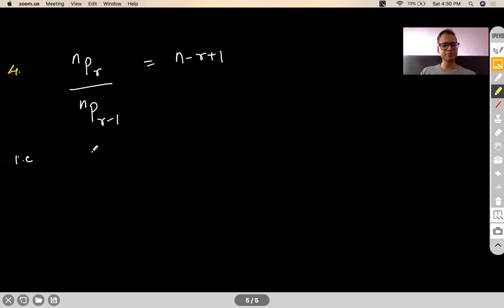All right. Next is the fourth property. nPr by nPr minus 1 is n minus r plus 1. In other words, nPr is n minus r plus 1 times nPr minus 1. Can you prove this again logically?